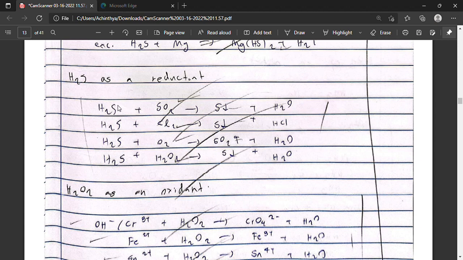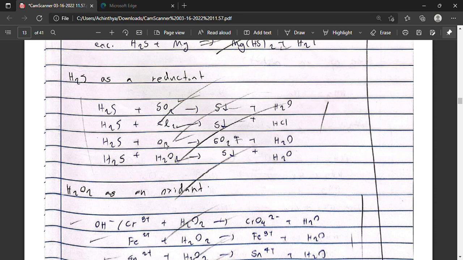Here we observe that these reagents get reduced in these reactions. In this reaction, hydrogen sulfide reacts with chlorine gas to precipitate sulfur and form hydrochloric acid. The chlorine goes from 0 oxidation state to -1 oxidation state. That's a reduction reaction from 0 to -1.